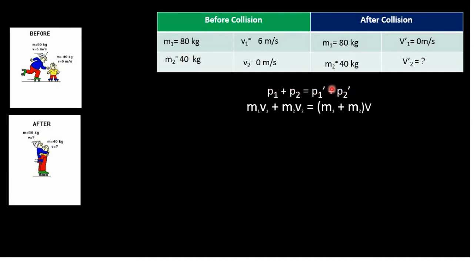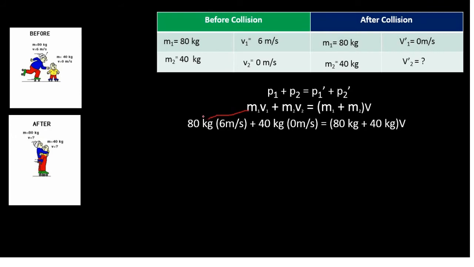You might be asking, why is it not M1 V1 prime plus M2 V2 prime? Why is the formula being changed? It is because they now have the same velocity after the collision. That's why we combine the mass and then multiply it with their velocity as 1. Okay, so let's simplify here.